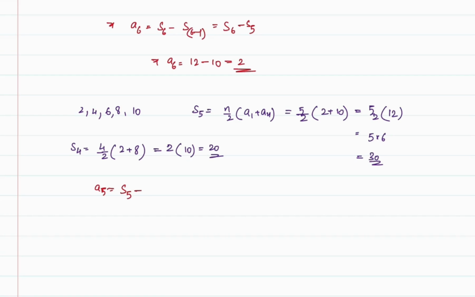Now using the formula, the fifth term a5 will be equal to Sn minus S of n minus 1. Since we take n equal to 5, we will have S5 minus S4, which is 30 minus 20, as we found using the formulas. So 30 minus 20 is 10. So here you can see that a5 equal to 10 is true, because the fifth term we took is 10.